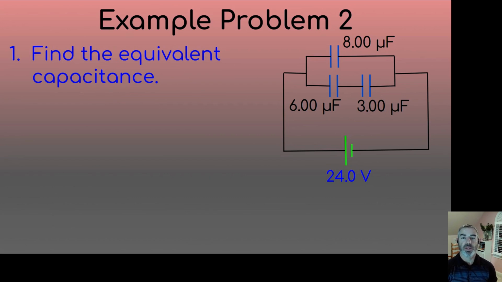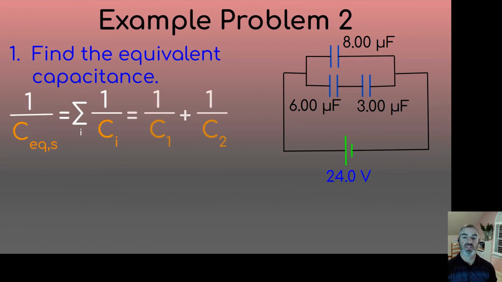Now, unlike the previous one where we had 2 that were in parallel and then 1 by itself in series, now we have 2 that are in series, the 6 and 3 microfarad, and that 8 microfarad is in parallel with both of those. So in this case, what we're going to do is find the equivalent capacitance of that series part first.